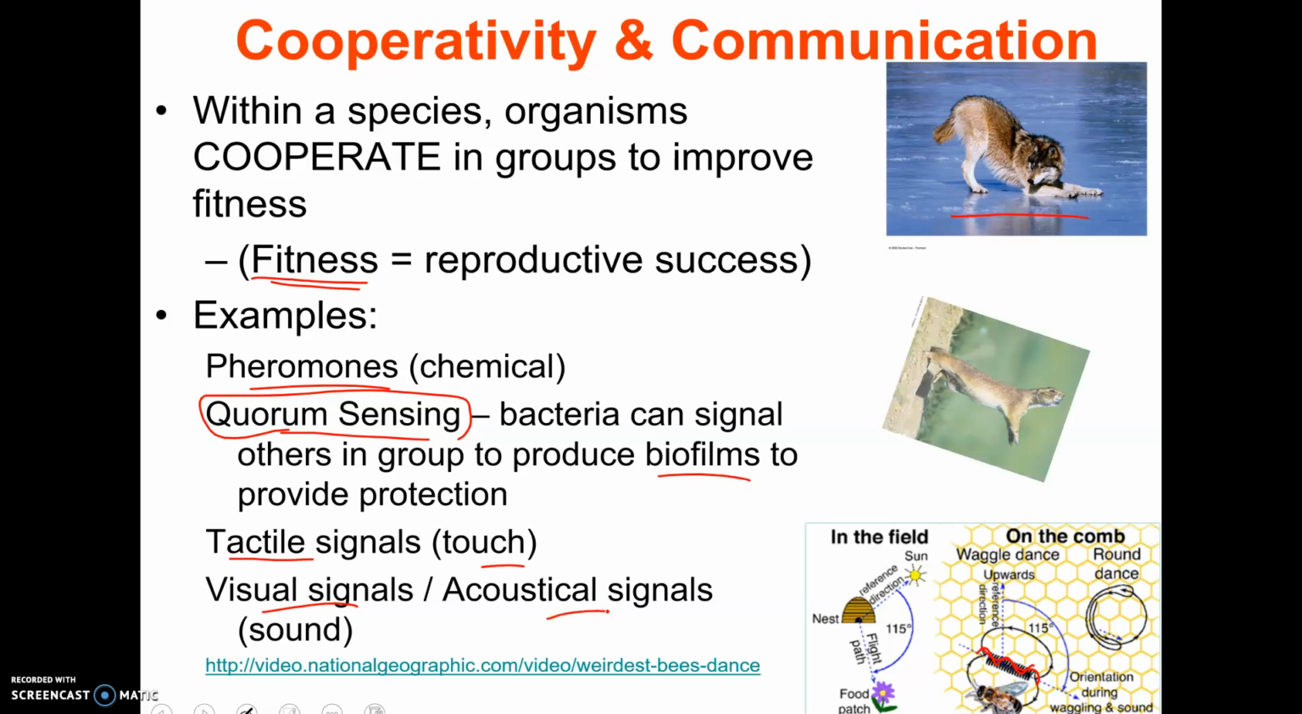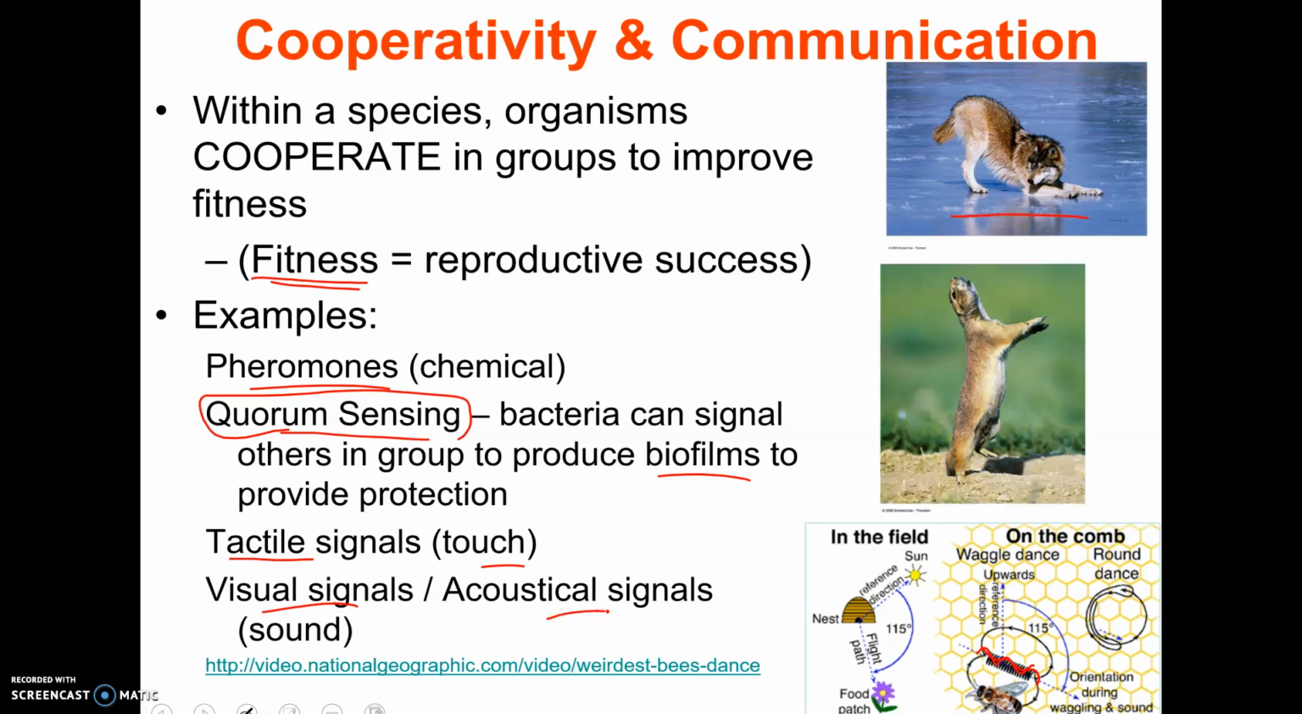Acoustical signals, this would be sound. So, for example, prairie dogs will have a scout that's looking for predators, and it will call out and send an alarm when there's a predator in the area. And so that's an acoustical signal. And speaking of that, this particular prairie dog that's sending that signal is the one that's going to be in the most danger, because when the hawk is coming, the others are going to run, and he's standing there sending out the signal.